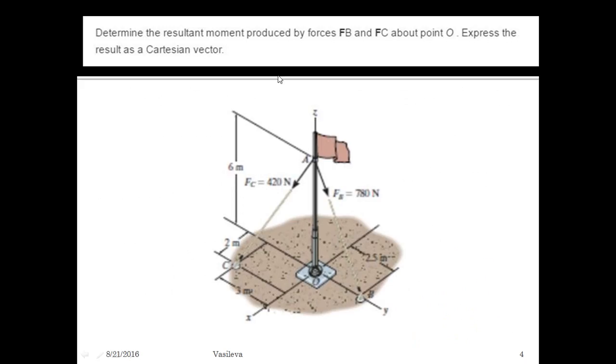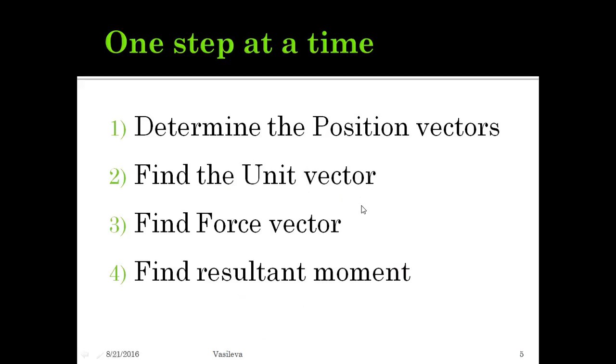So here's the problem. We have a flagpole and two ropes, so two forces, Fc and Fb. Determine the resultant moment produced by forces Fb and Fc about point O. Point O is down here, it's the origin, what I'll call it, and we must express the resultant moment as a Cartesian vector. So right now, let's point out the fact that we have the forces as scalars. We do not have them as vectors. That means we need to convert them into vectors.